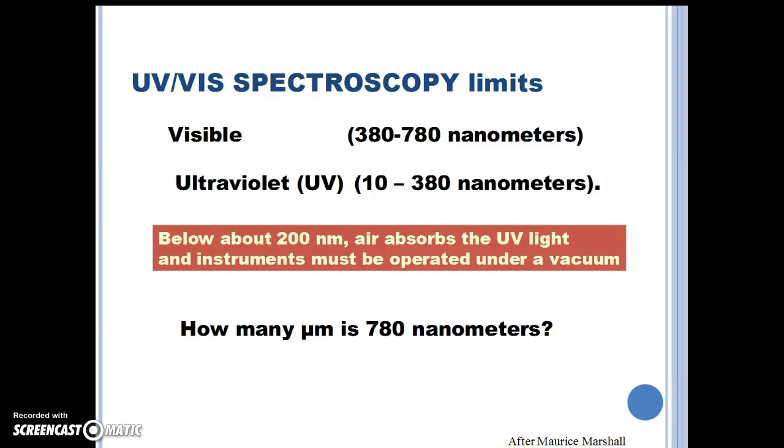Now, how many micrometers is 780 nanometers? Take a moment to realize that a nanometer is a smaller measure than the micrometer or micron. And I think you'll see it's 0.780 micrometers.